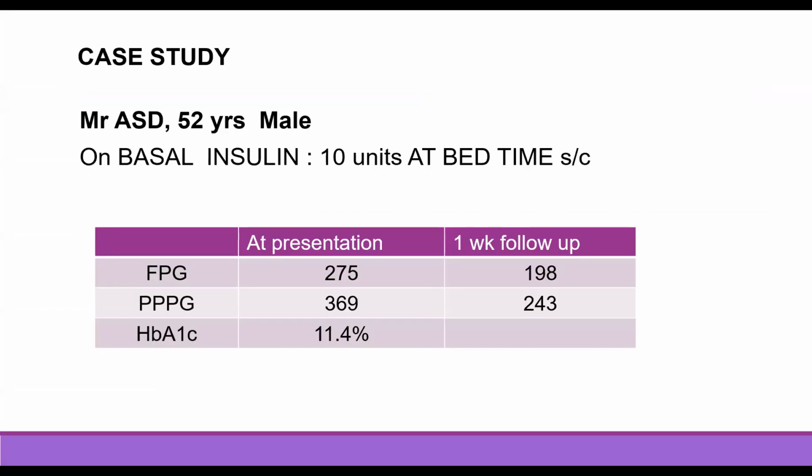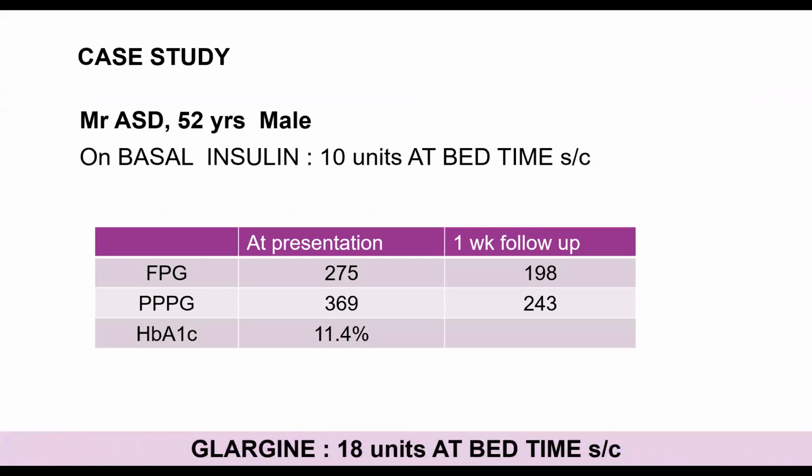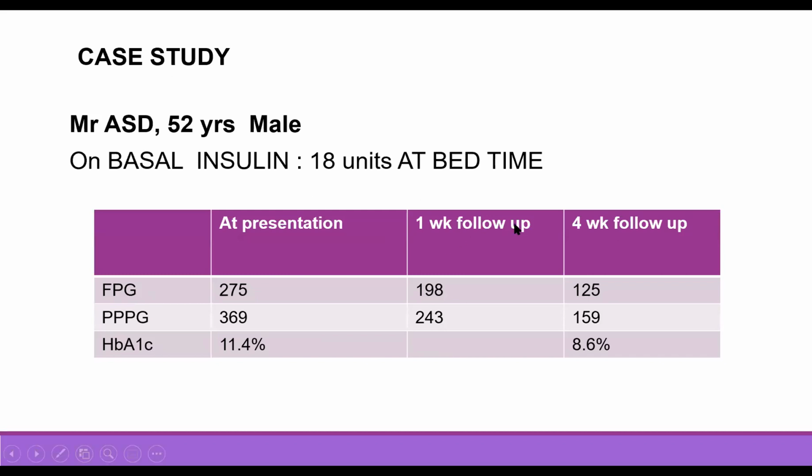Now coming to the patient again, who was on basal insulin at 10 units. We have decided to up-titrate the dose of the basal insulin, and we have given a dose of 18 units at bedtime. On follow-up, after 1 week and after 4 weeks, you can see the fasting is 125, PP is 159, and A1c came down from 11.4 to 8.6. So we continued with the same treatment.